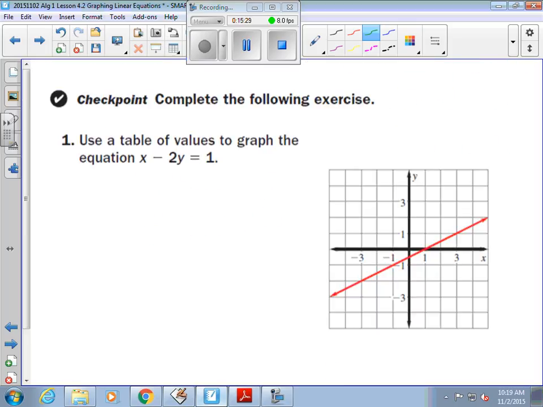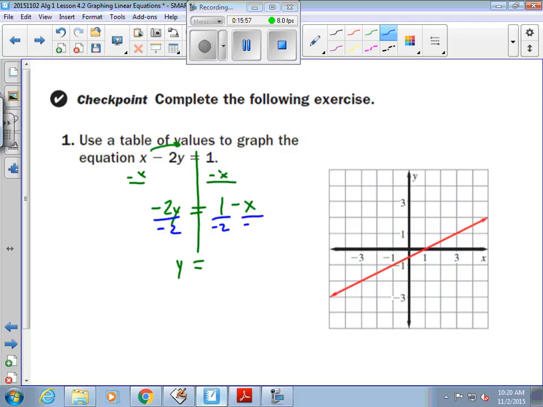Okay, the checkpoint says use a table of values to graph the equation x minus 2y equals 1. So the first thing we want to do is get y by itself, get it in function form. Move positive x over by subtracting it. So if you subtract it there, you're left with negative 2y equals 1 minus x. Now, you can't take those apart from each other. Get y by itself by dividing by negative 2. Remember to divide everything by negative 2. So y is equal to negative 1/2. Negative divided by negative is a positive 1/2 x.